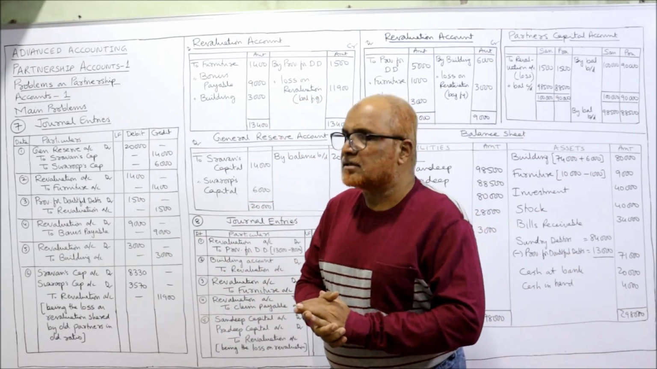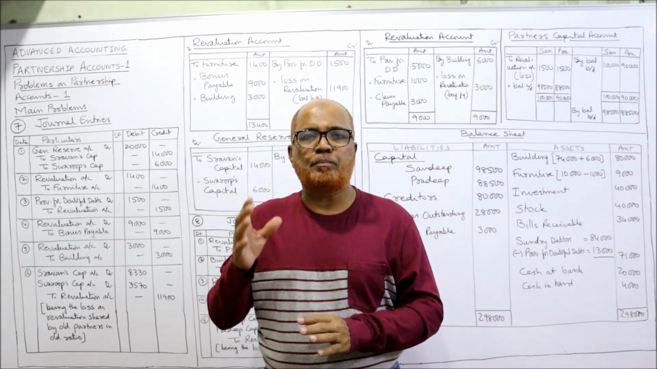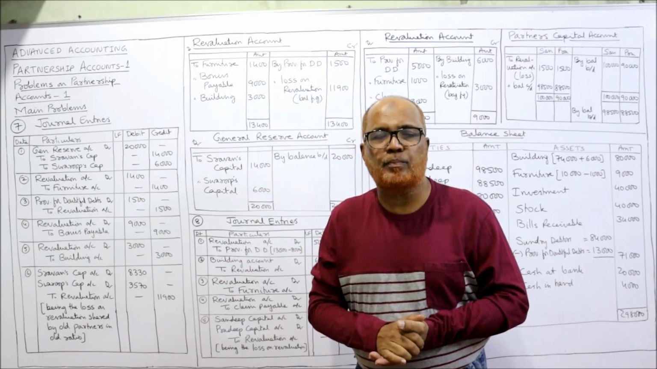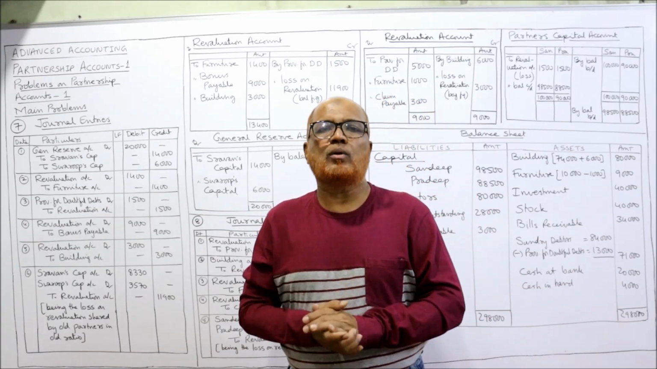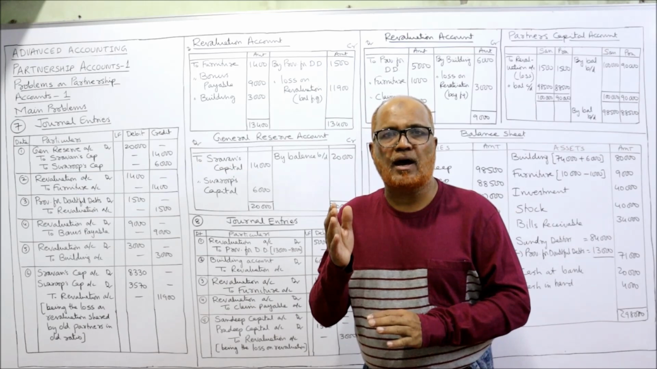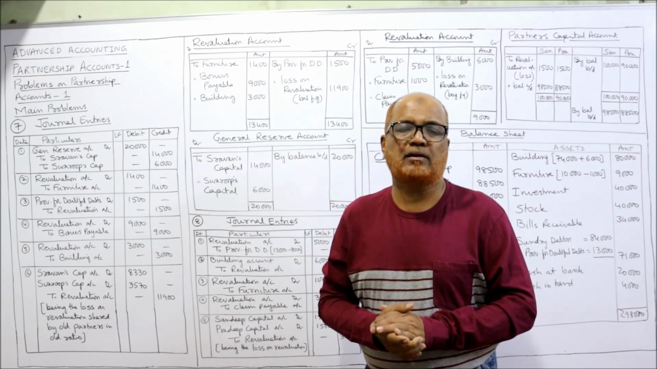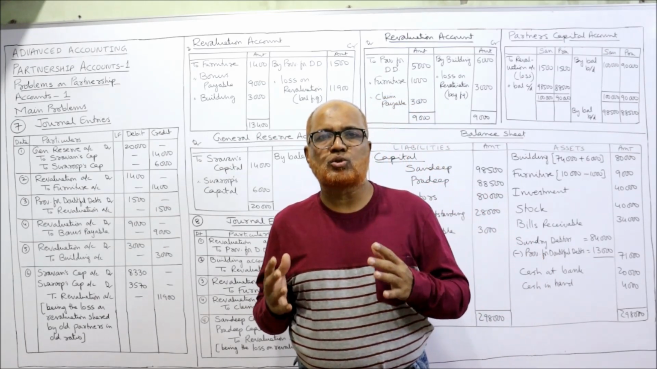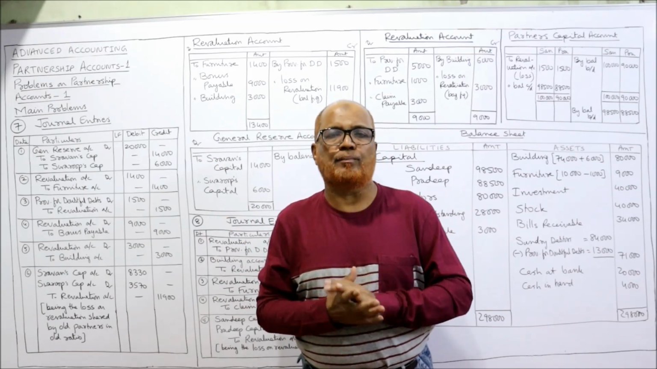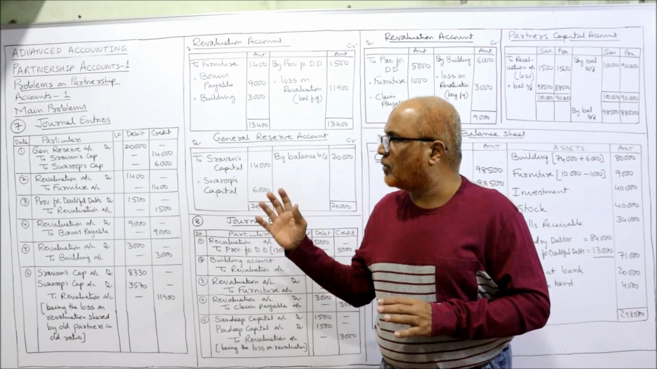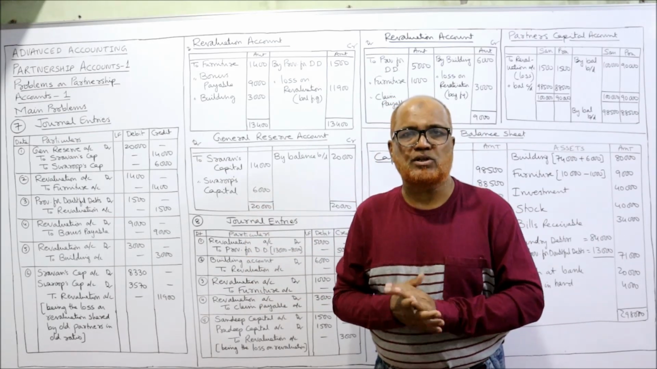Now I'm going to start the problems on admission of a partner. So far, 6 problems I have completed on preparing the profit and loss appropriation account, capital account, current account. From now onwards, we have the problems on admission of a new partner. What are the adjustments to be made whenever a new partner is admitted in a partnership firm? From this problem onwards, we are going to study the adjustment.